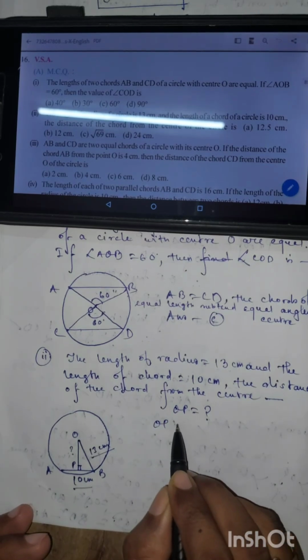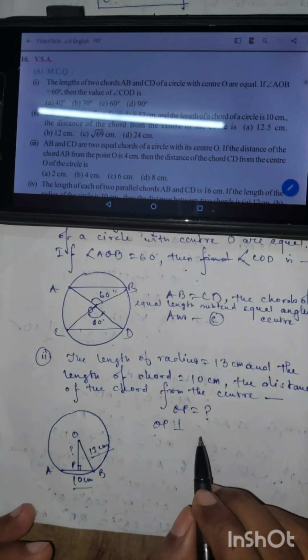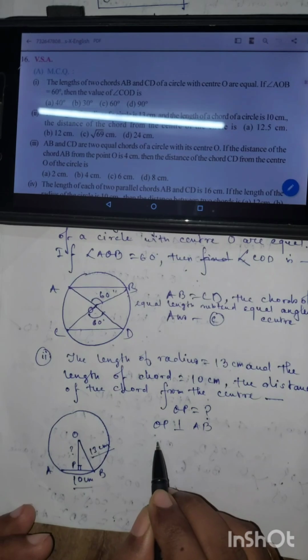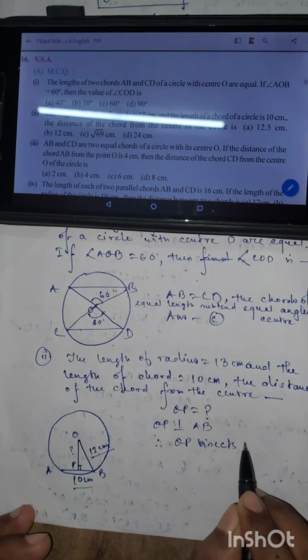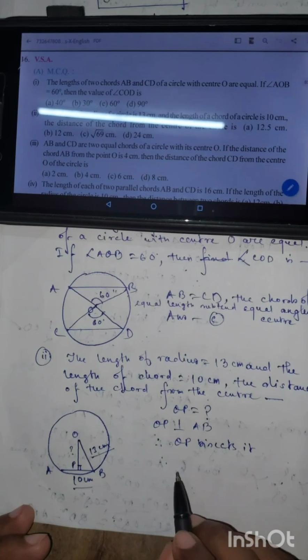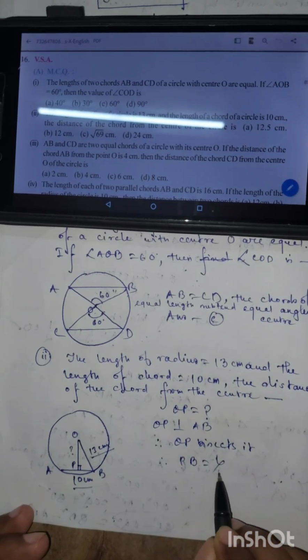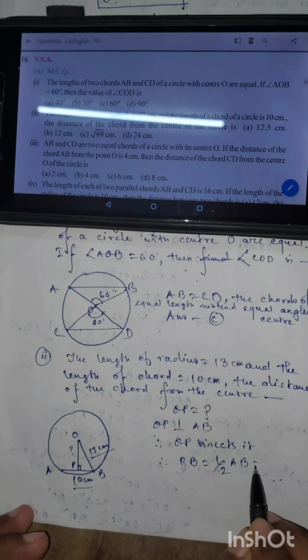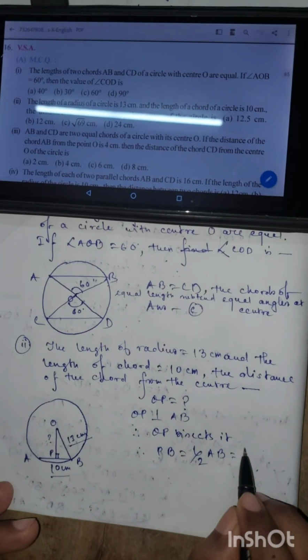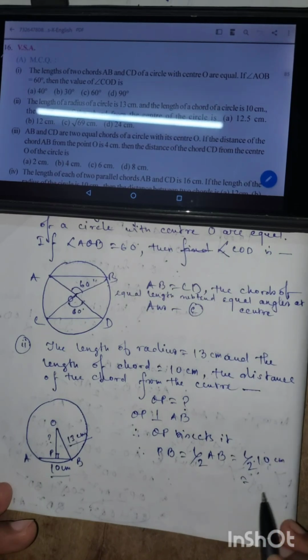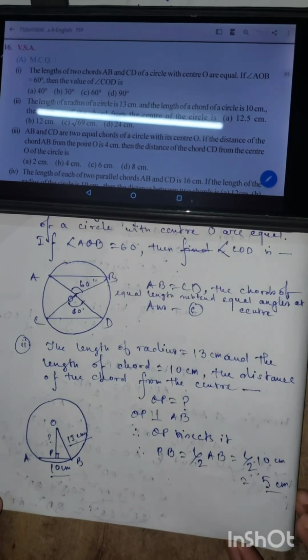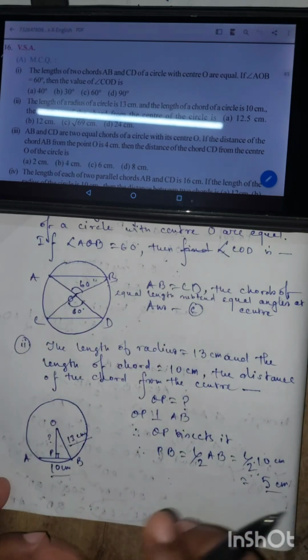So we know OP perpendicular to AB, therefore OP bisects it, therefore PB equal to half of AB. Therefore, this is half of 10. That means 5 centimeter. So PB is actually 5 centimeter.